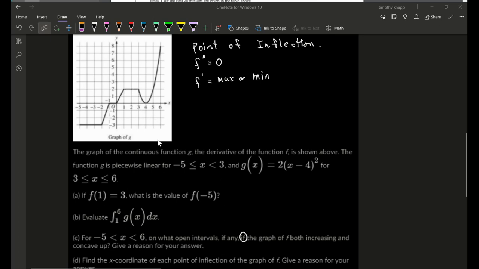All right, so there it is. That's the answer to part D. So the reasoning would be because the first derivative has a maximum or a minimum, the second derivative would be 0, and wherever the second derivative is 0, the original function displays a point of inflection. Okay, there you go.